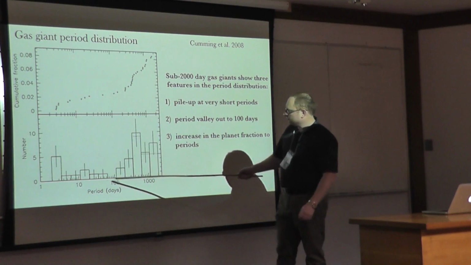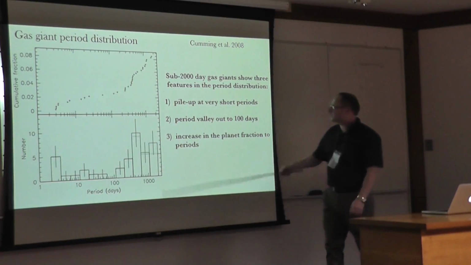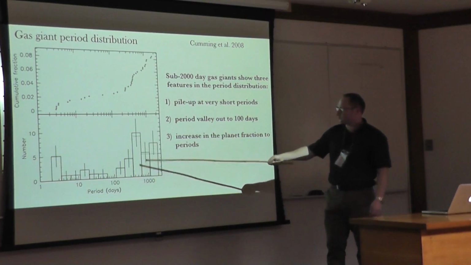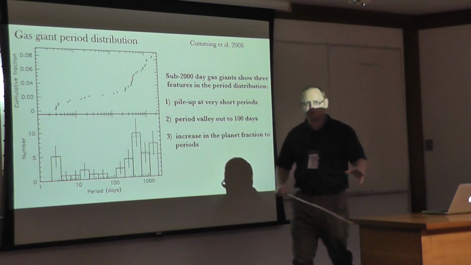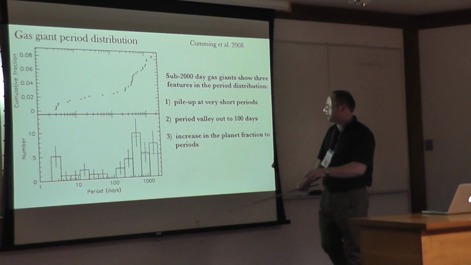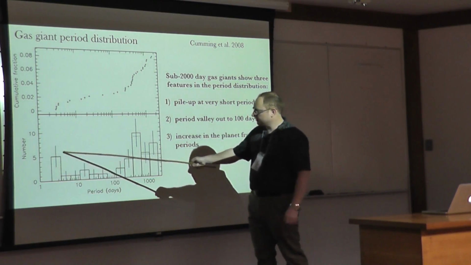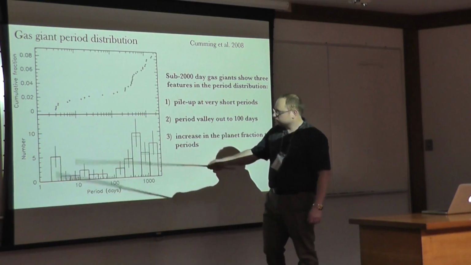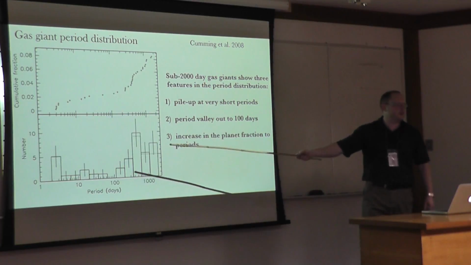And this is what we see when we look in period. The cumulative fraction, we get this kind of big rise out here. Of course, we're still talking about the gas giant population now. Only a few small planets were included in this analysis. But we see a few things. We see evidence for a statistical peak at short periods.